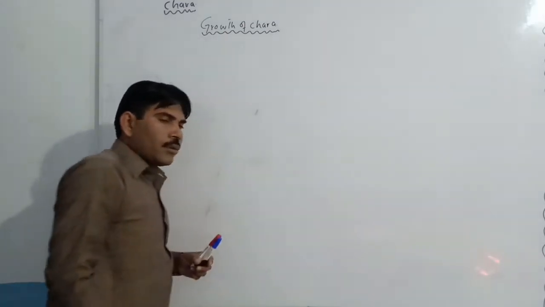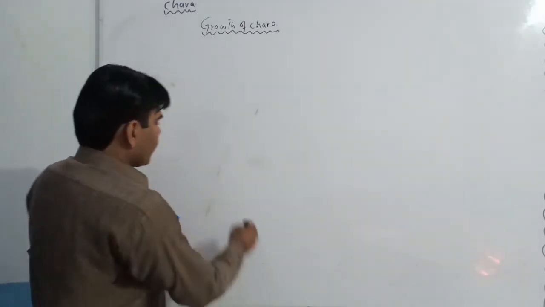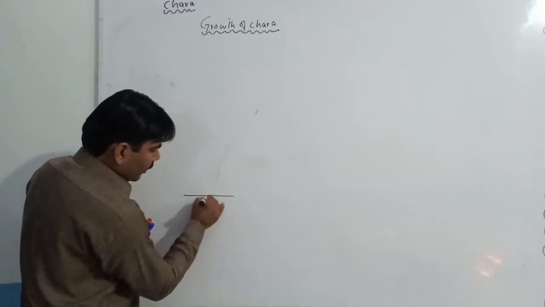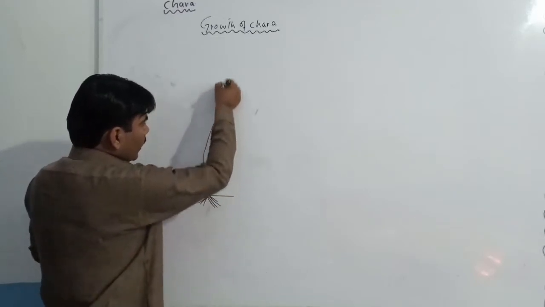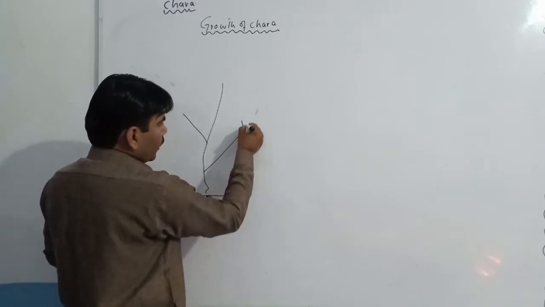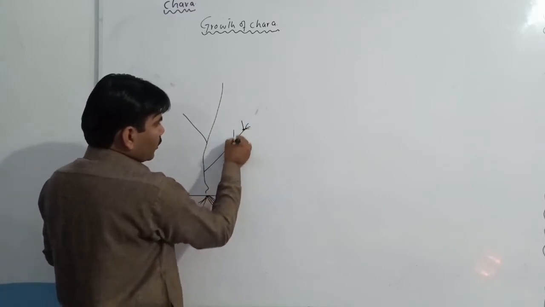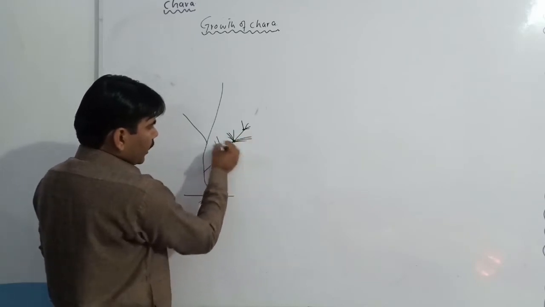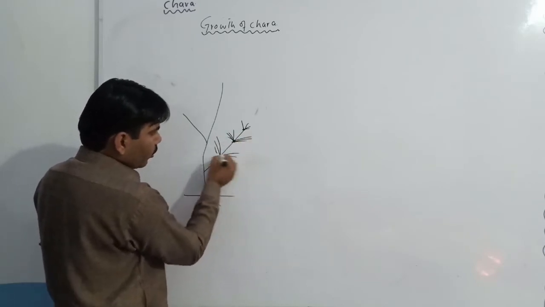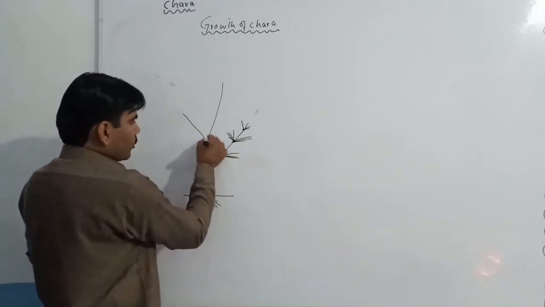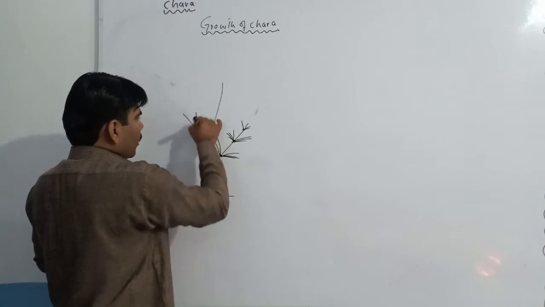So firstly we will try to draw a structure of chara. This is a substrate and these are the rhizoids, and this is the plant body of chara. These are the nodes on the plant body of the chara, and the distance between two nodes is known as internode. So this is also a node.